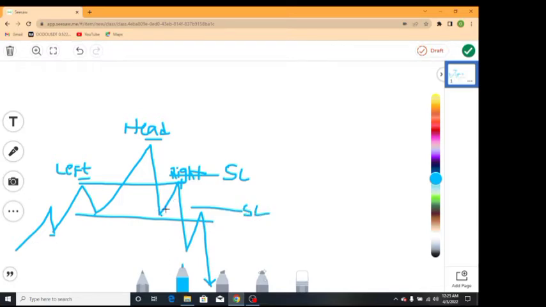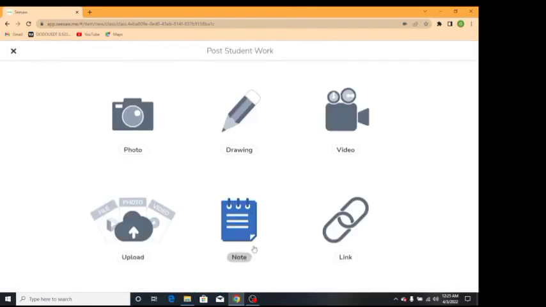You get it? So in a head and shoulder pattern, the price always breaks to the downside. That is it for a head and shoulder pattern. And then let's quickly see how an inverse head and shoulder pattern looks.